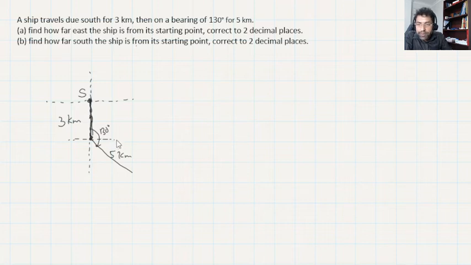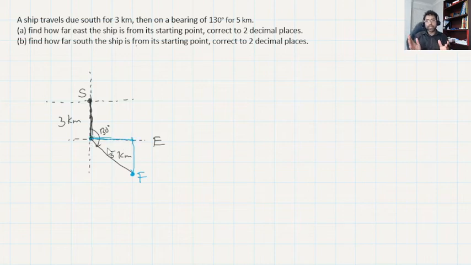How far east means this is the east direction. So basically, it is asking how far it is going in that direction. If you make a vertical line here, because this is your final destination, and this is our starting point, then the distance from the starting point to the destination in the east direction is the amount it is going east.